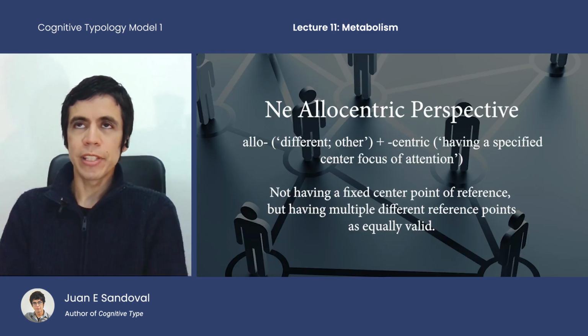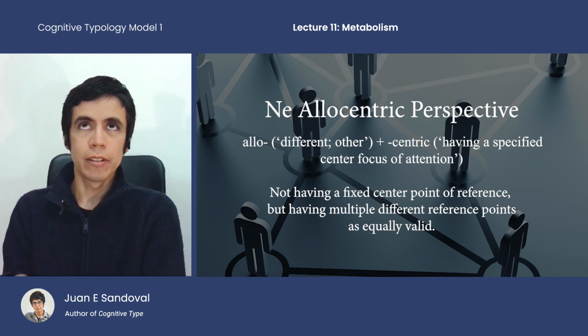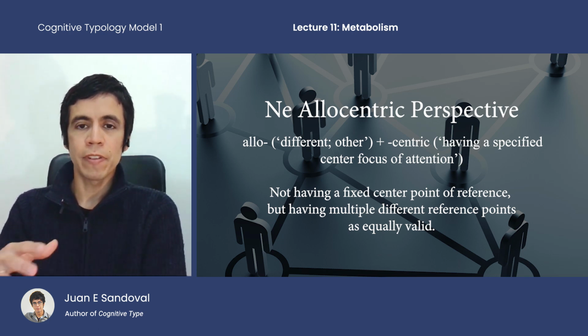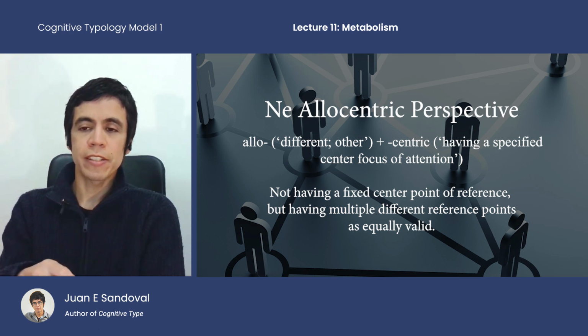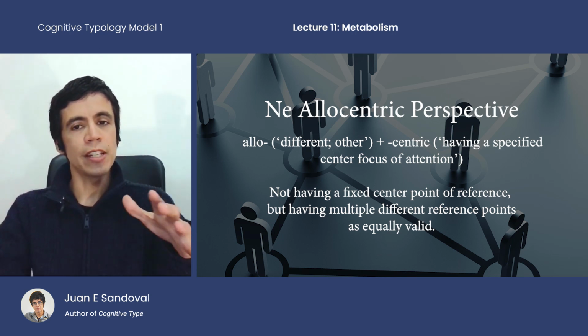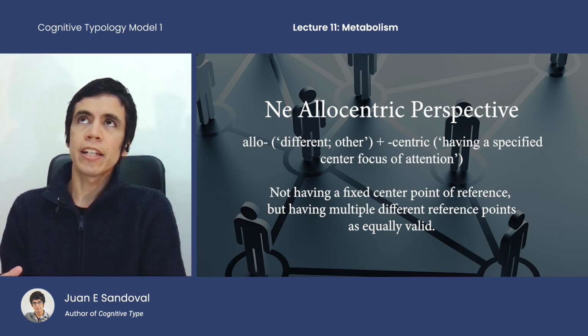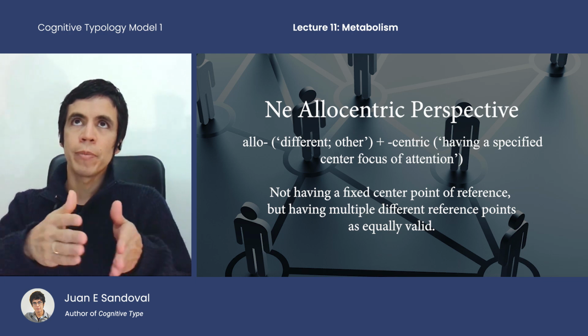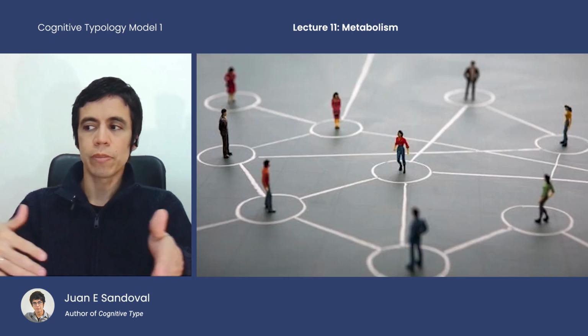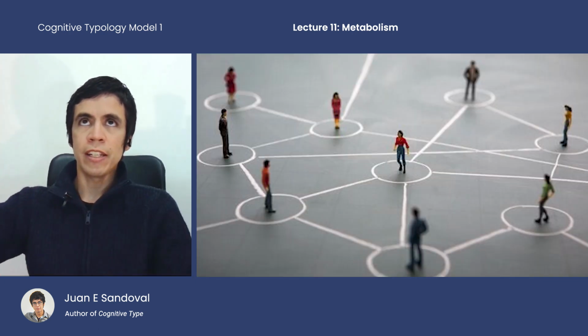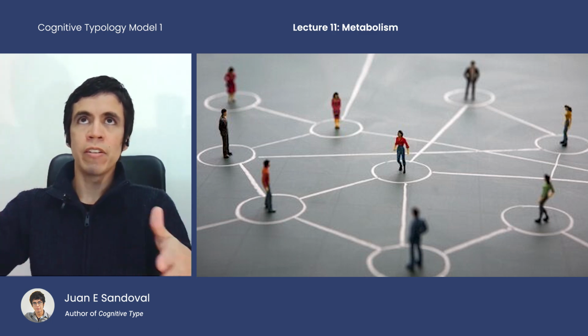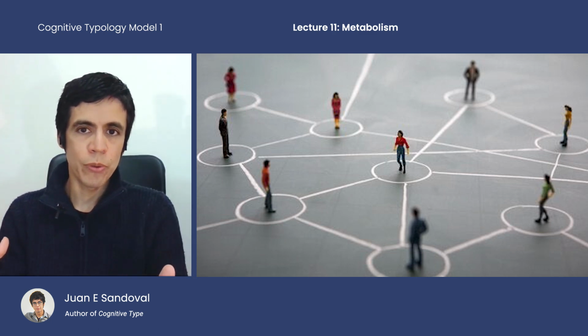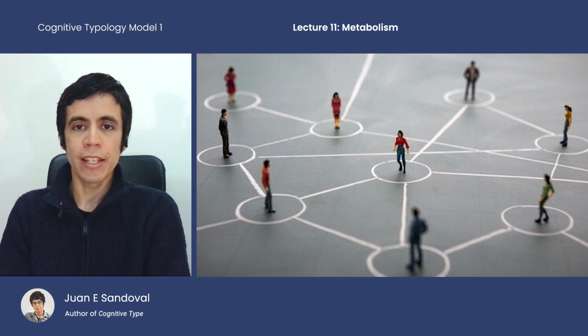And thirdly, NE can be seen in this tendency to have what I might call a more allocentric perspective. So allocentric means different from the center, or not having a fixed center point of reference, but instead treating multiple frames of reference as also valid. And this again comes from the desire to switch tracks. So for example, if you're looking from another dimension at the situation, or from this dimension here, you're in a sense validating different points of view such that there is not really one canonical point of view. That's one of the things that emerges from NE's cognition.